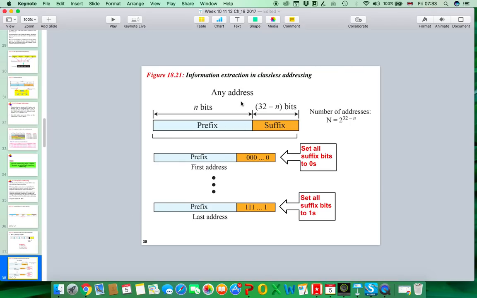So there you go. This is what they're explaining here. You have prefix and suffix. You take the prefix, which is your network address, applying the subnet mask. All the suffix bits, when you put them all to 0, will be your first address, or your network address. Then you keep the prefix as it is and put all ones in the suffix part. You will get your last address, or your broadcast address.